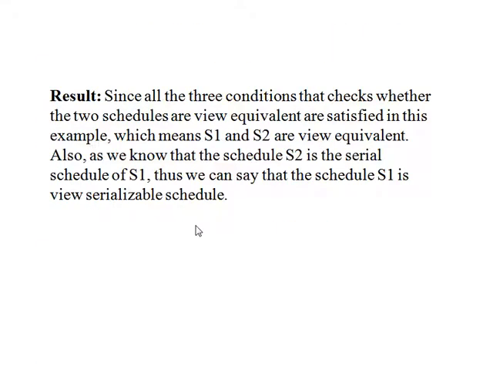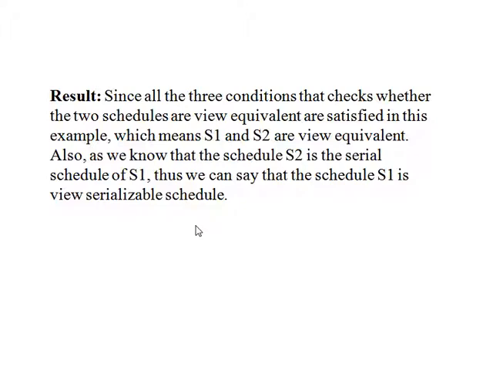So what is the final result? Since all the three conditions that check whether the two schedules are view equivalent are satisfied in this example, S1 and S2 are view equivalent. Also, we know that the schedule S2 is the serial schedule of S1. Thus, we can say that the schedule S1 is a view serializable schedule.